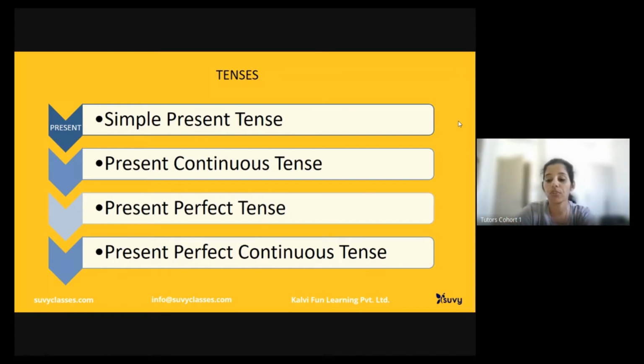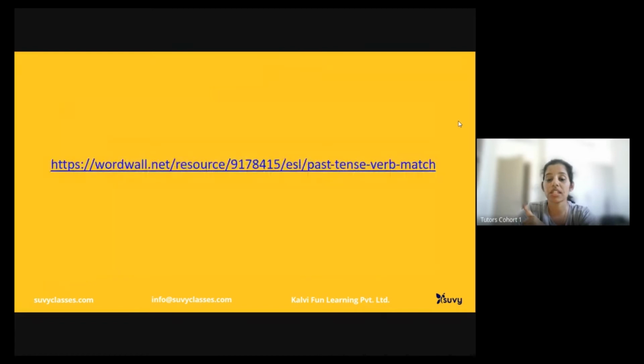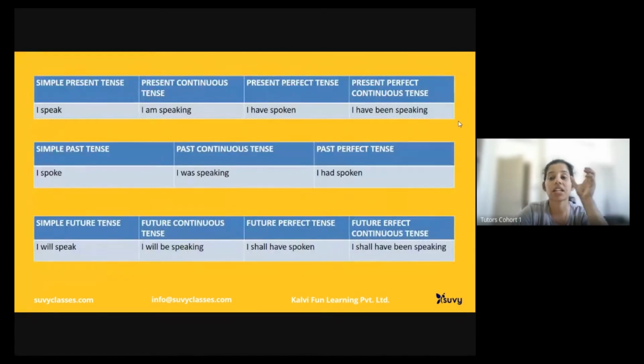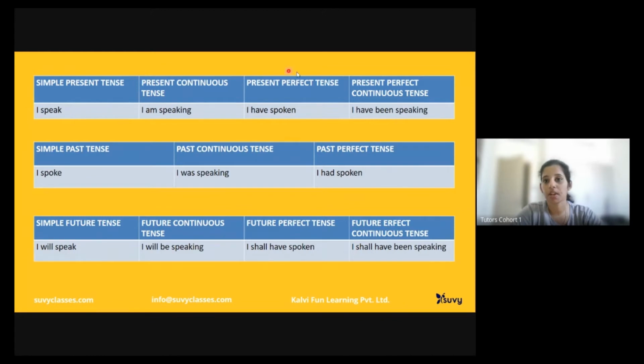So now before we jump to the past tense, I really want you to see how we write. I will give you just one example. Just concentrate on the present part. This is the present tense, this is past tense, and this is future. Please don't look at this now because you will get confused. Just concentrate on this part, on the present tense.